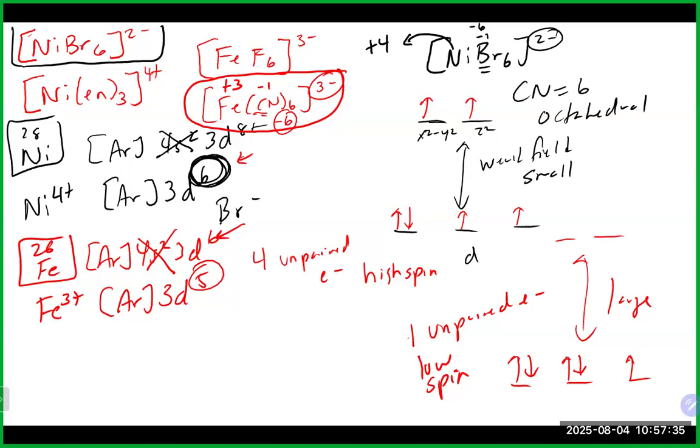Questions on that? Same thing here. If we look at one more, we've got our nickel. Again, this is 0, which means the nickel here is +4. So, as we saw before, we have 6 electrons to distribute in this one.